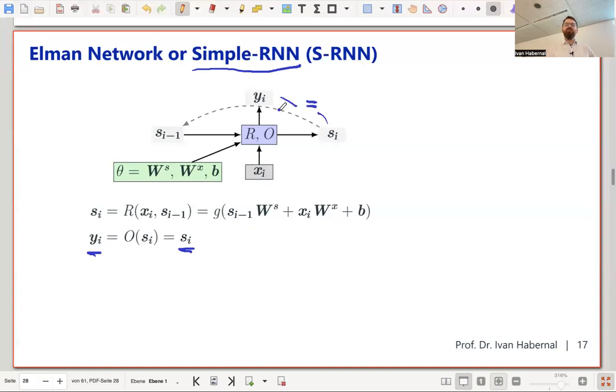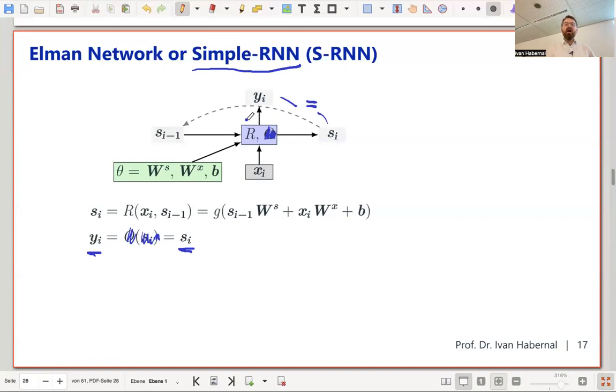We don't have to compute O. So O is basically the identity. We don't have O, and the output here is basically the input of the next step. Make sense? That's a super simplification. The next state is going to be the output. It's the same thing, so we don't care about O at all. Okay, so this is one simplification.